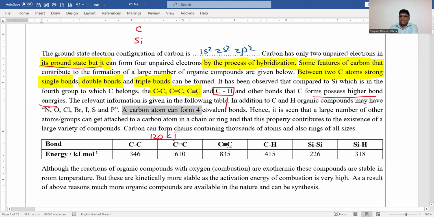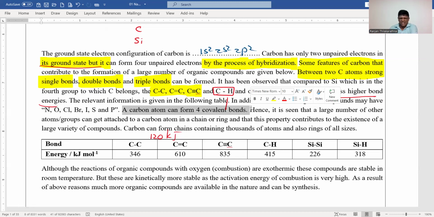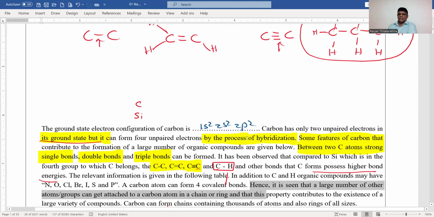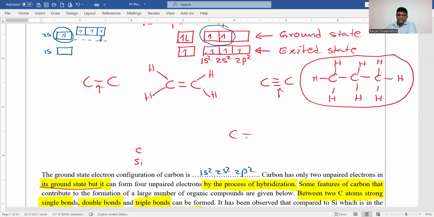A carbon atom can form four covalent bonds. Four stable covalent bonds can be formed by carbon, but some other elements can't form as many bonds. Hence, it is seen that a large number of other atoms or groups can get attached to the carbon atom in chain or ring shapes. Chain means like this. If carbon atoms combine like this, those are called acyclic compounds or chain compounds. It is just like a chain.